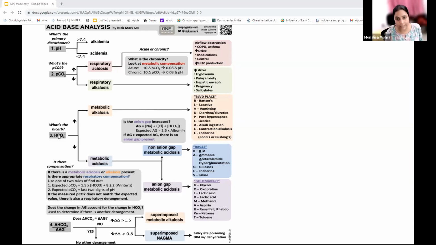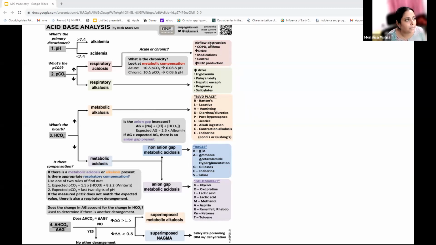Then you have to see the bicarb. That is the third step. If the bicarb is high, it is metabolic alkalosis, and if it is low, it is metabolic acidosis. Then you have to calculate the anion gap. Anion gap is sodium minus chloride plus bicarb, and the expected anion gap is 2.5 into albumin. After you find out if it is metabolic acidosis or alkalosis, you calculate the respiratory compensation again using the formula. After that, you calculate the anion gap, and then the delta gap. These are the various causes of acidosis and alkalosis you should know of.